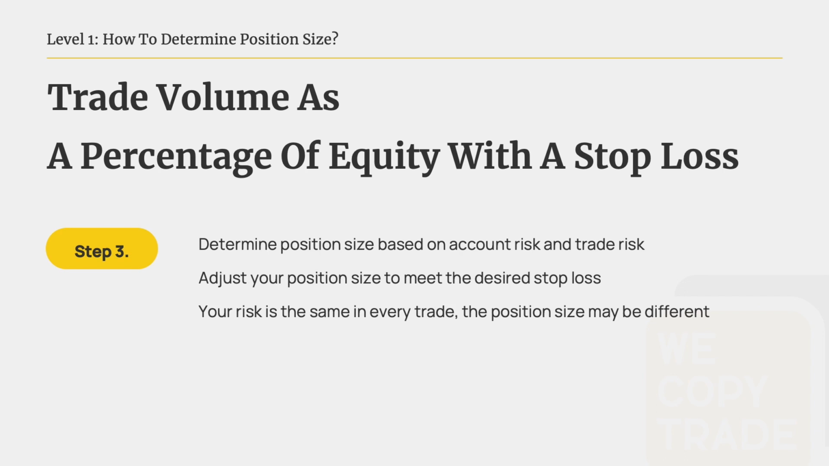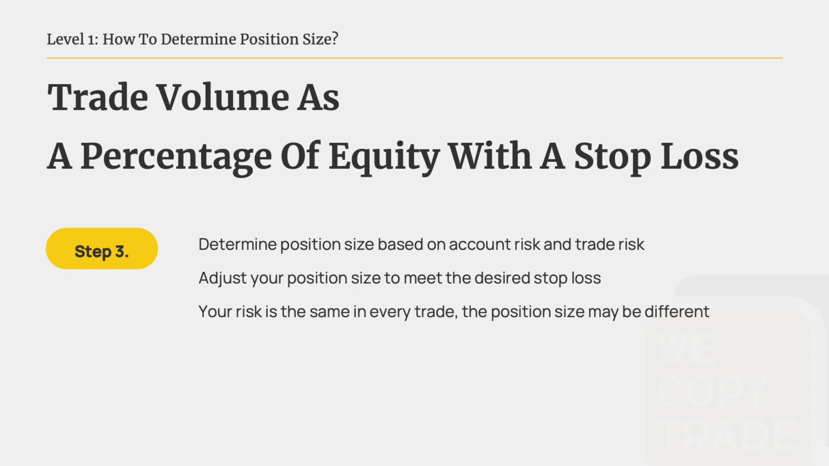Step 3. And now you determine position size based on account risk and trade risk. In other words, you need to determine the number of lots to trade that will give you the risk percentage you want with the stop distance that fits your trading system. The important thing is to adjust your position size to meet the desired stop loss and not the other way around. Your risk will be the same in every trade, but the position size may be different because stop loss distances may vary.